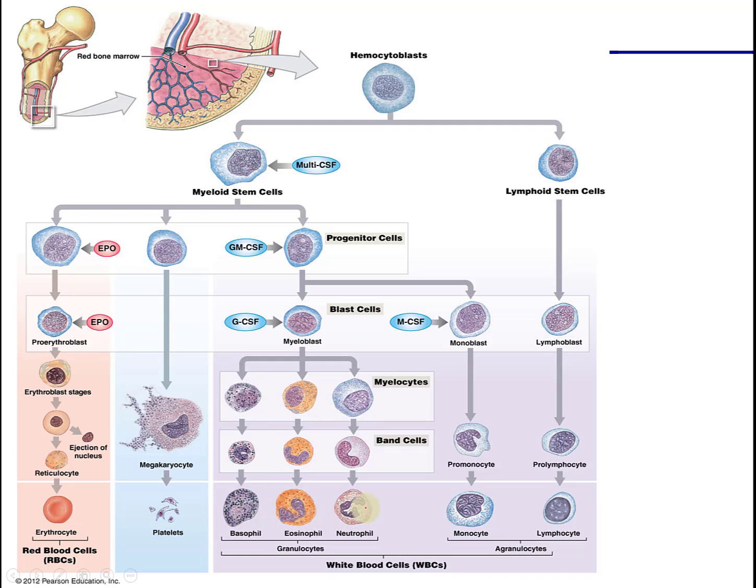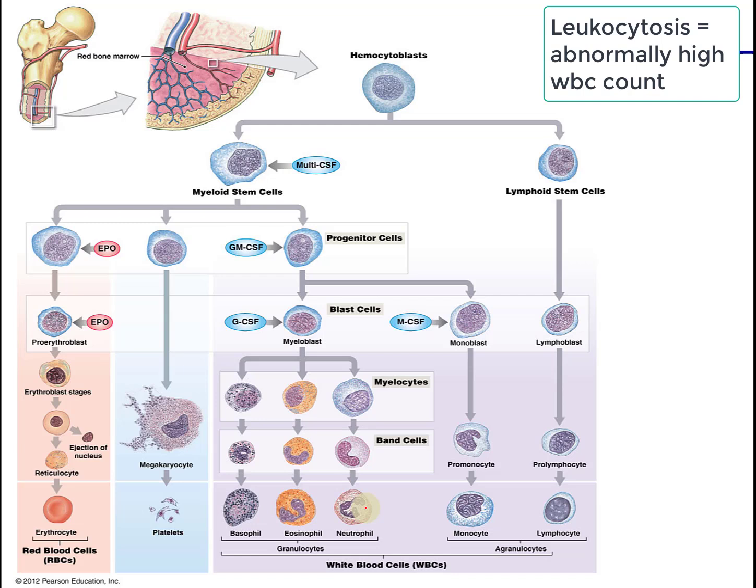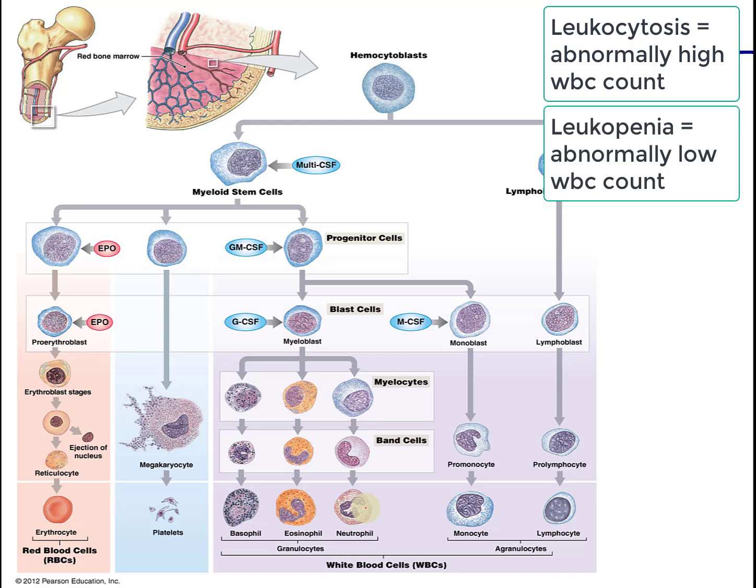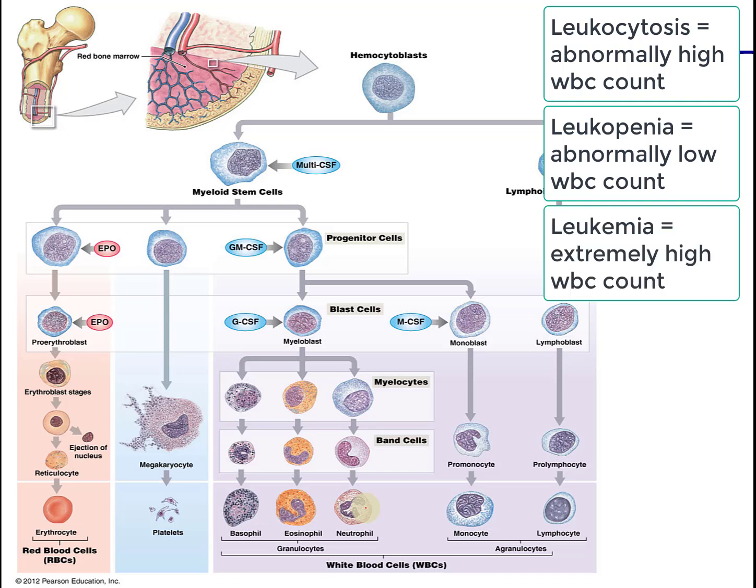Now, a little bit of terminology here. Leukocytosis is a word that means an abnormally high number of white blood cells, usually an indication of some type of infection. Leukopenia means an abnormally low white blood cell count. And then leukemia means an extremely high white blood cell count with a low red blood cell count and a low platelet count. So these are some terms that you should become familiar with.